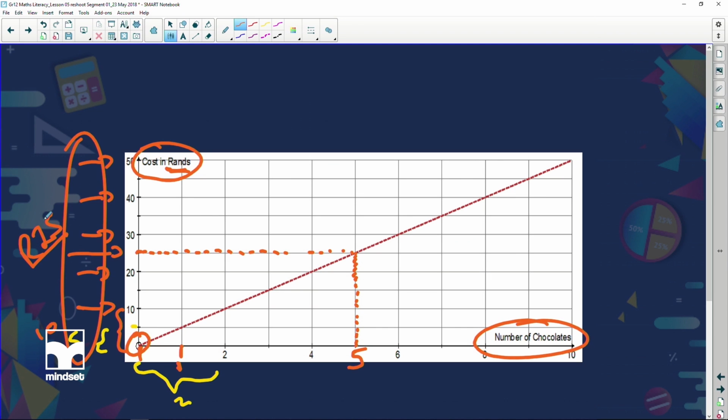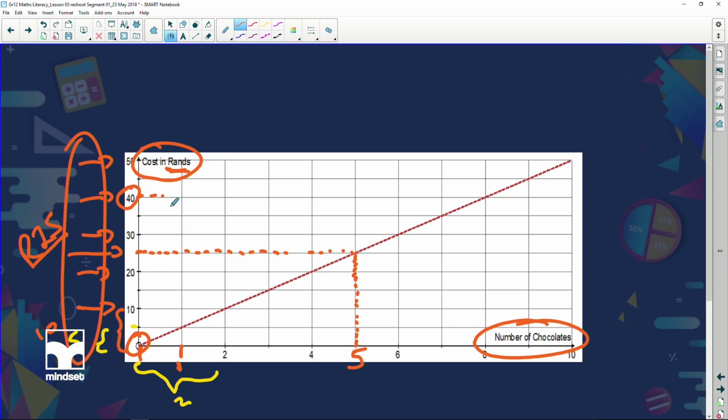So we could say to you, how much does 5 chocolates cost? Okay. Or we could say to you, if I had 40 Rand, how many chocolates could I buy? Now, we don't know how many chocolates yet, but we do have the money. So we're going to look at our money side, which is our vertical scale. We find 40, there it is.